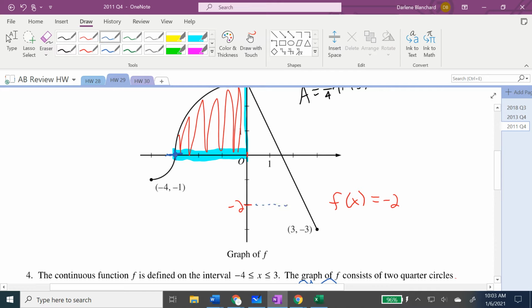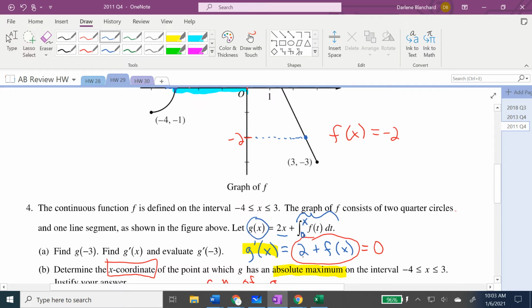Now, f of x is equal to -2 at this x coordinate right here. And my derivative is going to be positive before that point and negative after that point. Because, again, the derivative is 2 plus f of x. So before I reach this point, f of x is larger than -2. And after that point, f of x is smaller than -2.